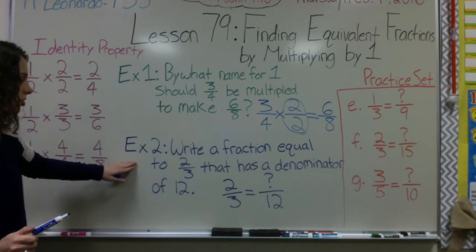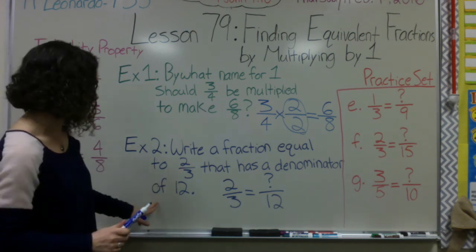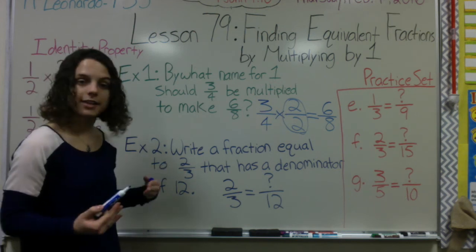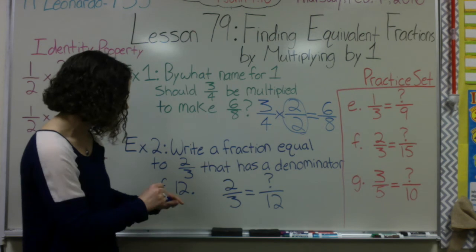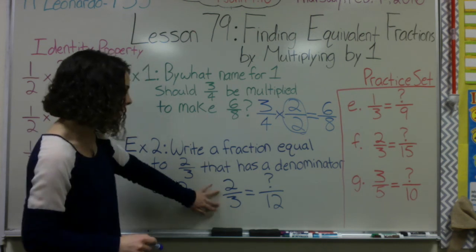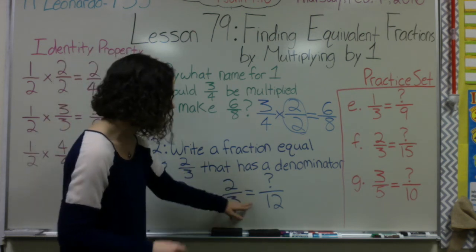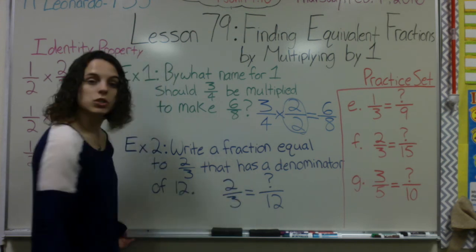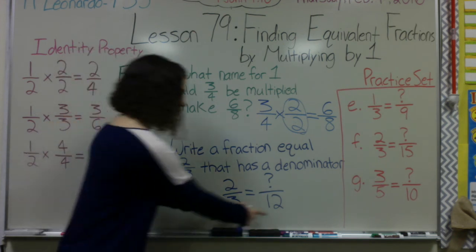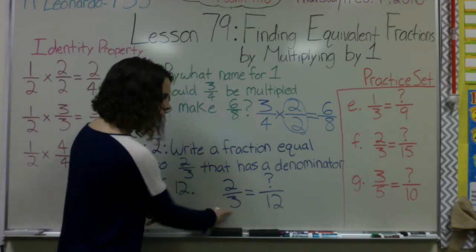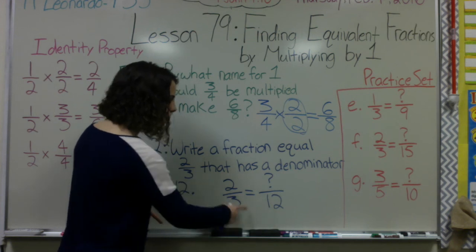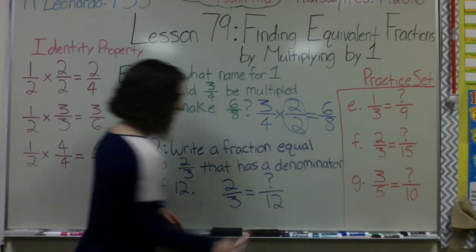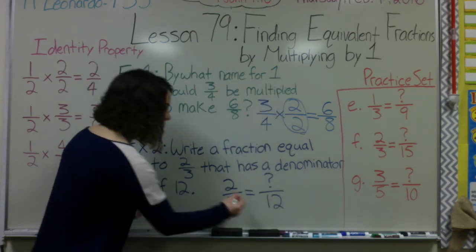Example 2 says, write a fraction equal to 2/3 that has a denominator of 12. So we're taking it a little step farther. It's still the exact same process. We're just writing less of it. So if I have 2/3, I'm going to multiply by some form of 1 so that the fraction equals something over 12. The only thing I really need to look at is my denominators. I have 3 and I have 12. So what times 3 equals 12? I think to myself, 3 times 4 equals 12.